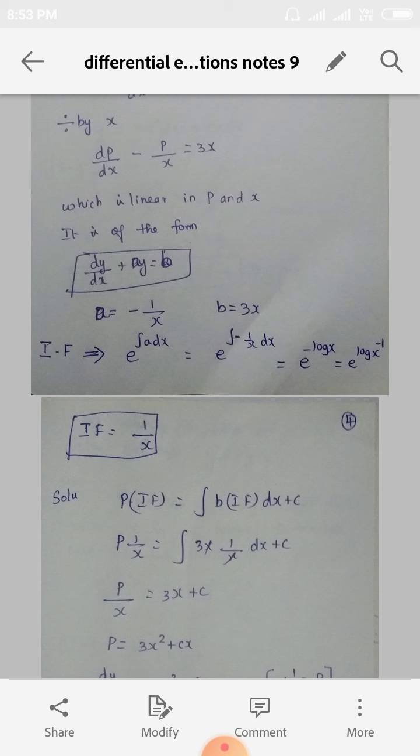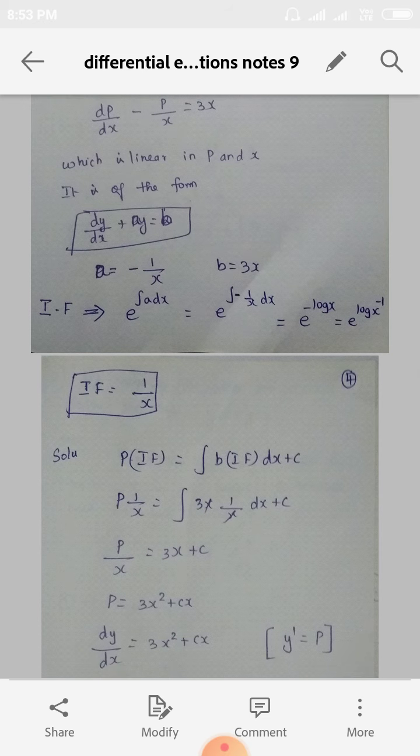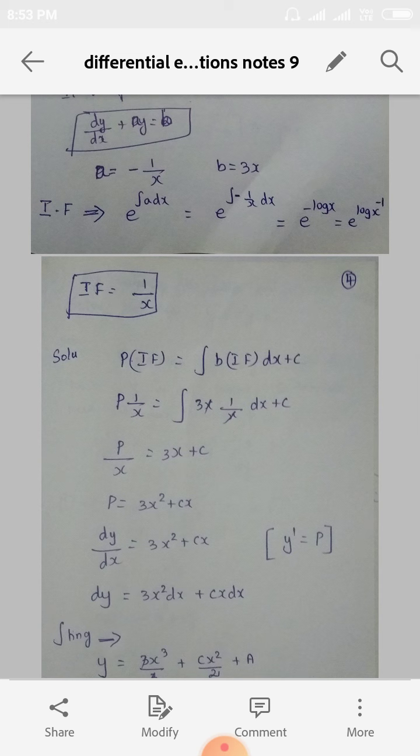And what is the integrating factor formula? e power integral p dx. Here p is nothing but a. So e power integral a dx, so e power integral minus 1 by x dx is equal to e power minus log x. So e power log x power minus 1. The e and log get cancelled, we get only 1 by x. So the integrating factor is equal to 1 by x.